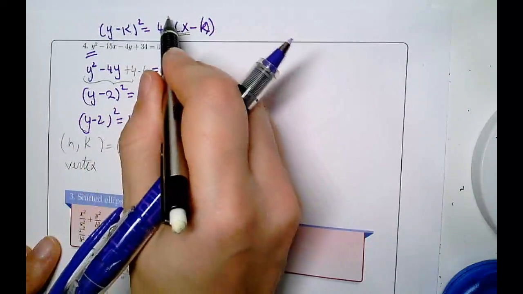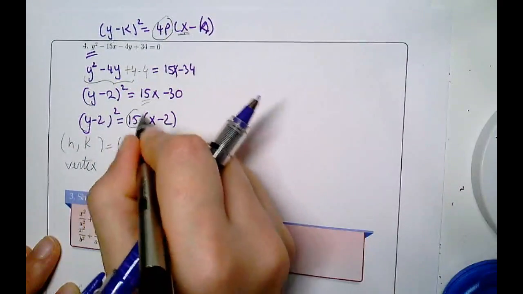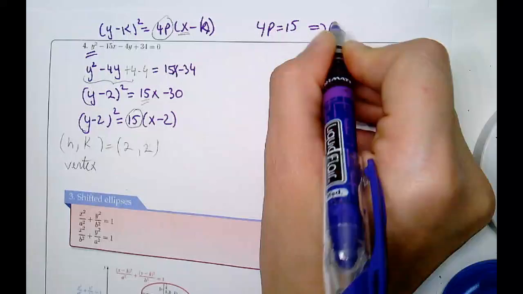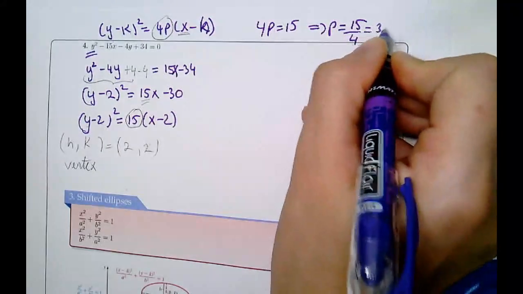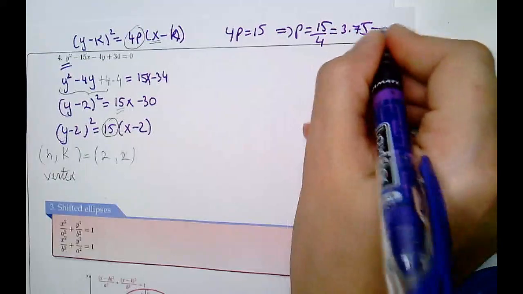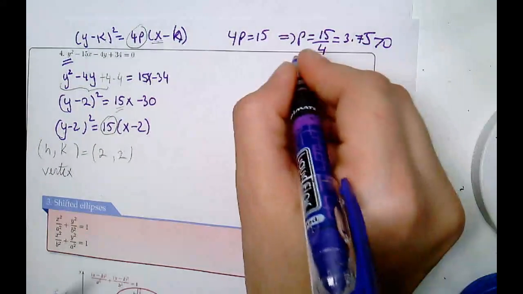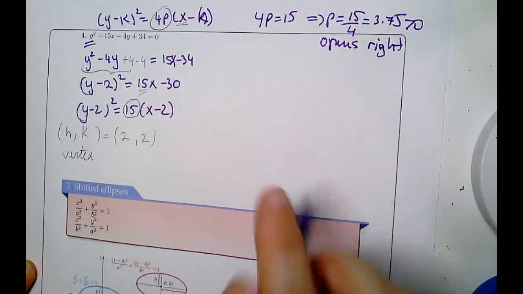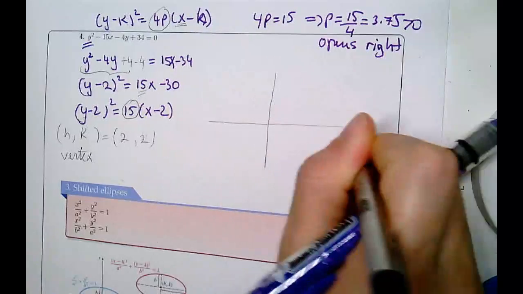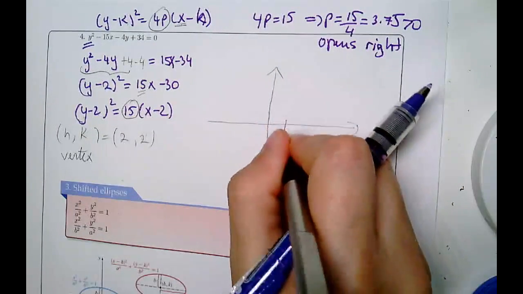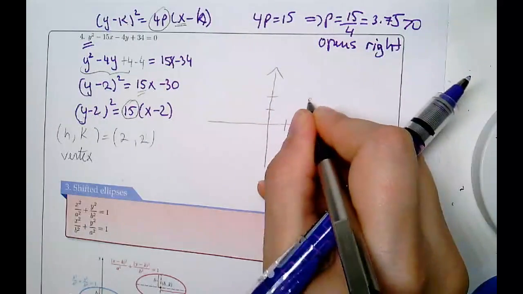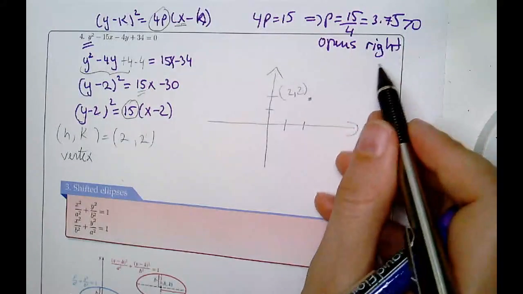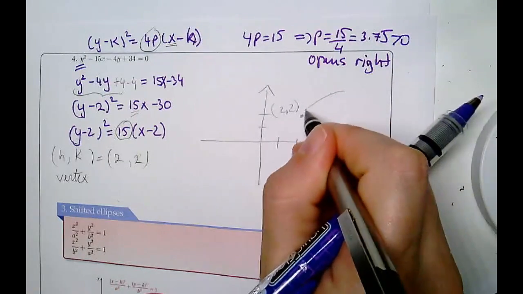And then I need to have that 4p equals 15. So 4p equals 15 gives me that p is 15 over 4, which is 3.75, which is greater than 0, so that means that the parabola is going to open to the right. Okay, so now I have all the information in order to graph it. So I'm going to plot the vertex first. So this is (2, 2), the vertex. And then I know that it opens to the right, so I'm going to draw the parabola.